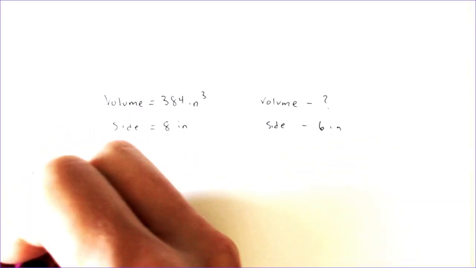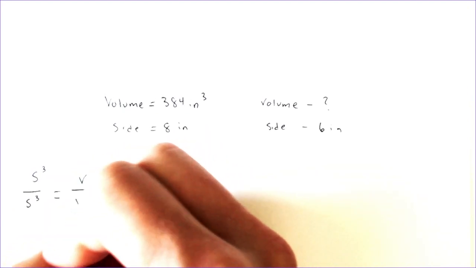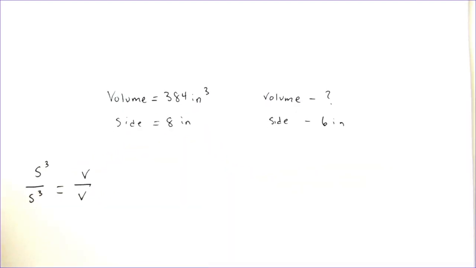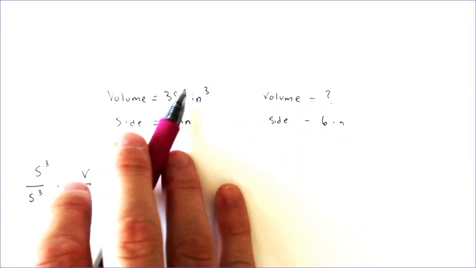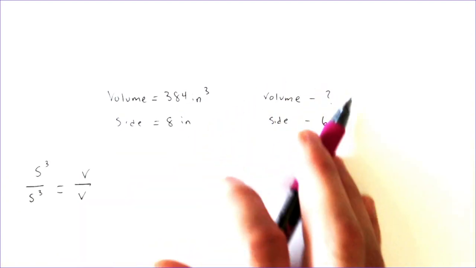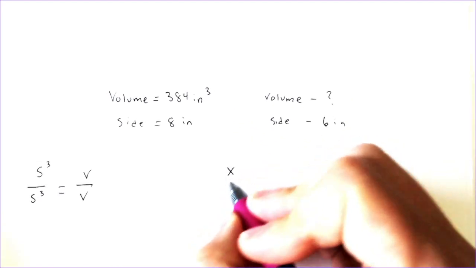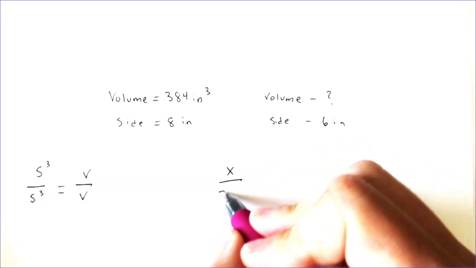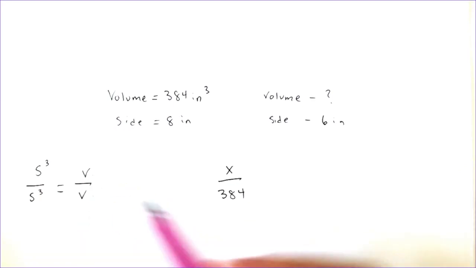So the formula we will use this time is side to the third over side to the third equals the volume over the volume. All right, so I'm going to start with the volume parts because I don't have to square it or cube it. So I'm going to put the smaller volume, which is the right side this time, over the bigger volume, which would be x for that question mark over 384. And that's the volume over the volume.